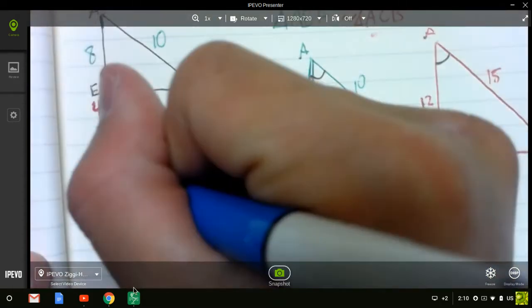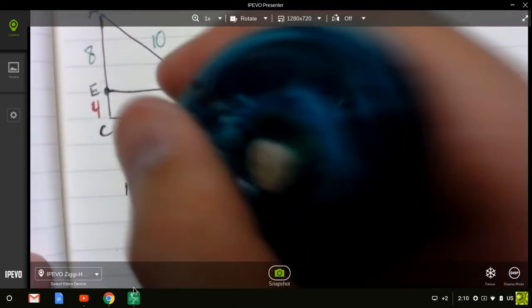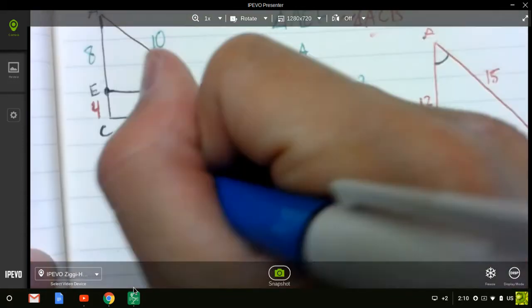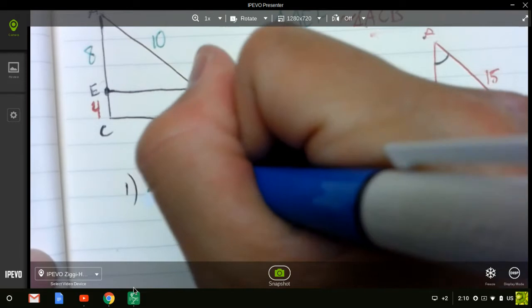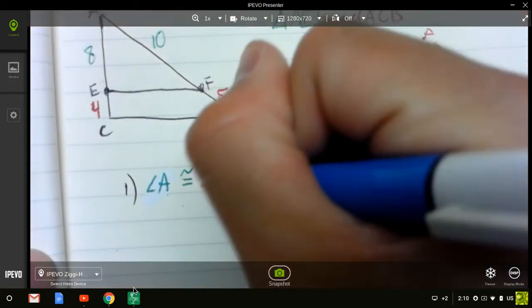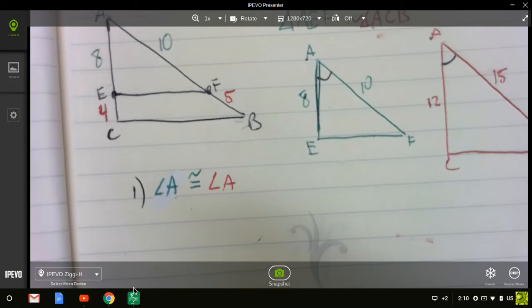So the first statement I'm going to make is that angle A, and I'm going to color code it so you understand that they belong to different triangles. Angle A on the green triangle is going to be not just similar, but completely congruent to the shape and the measure of angle A on the other red triangle, on the ACB triangle. Okay, that's the first statement I can make.